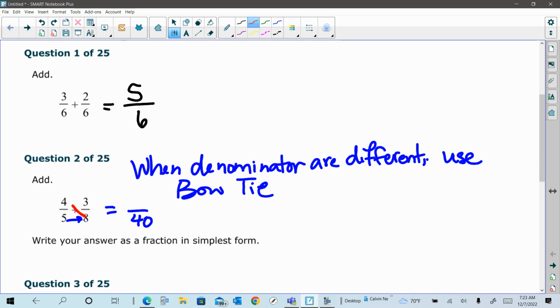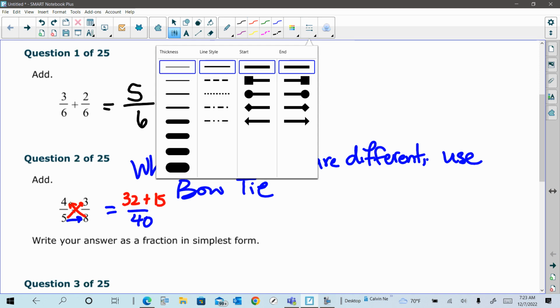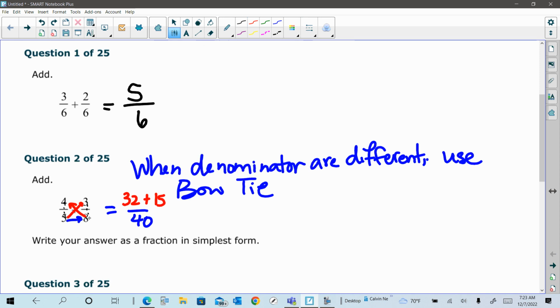Then from 8, you multiply up across to the 4. That's going to give me 32. And then from 5, I multiply up to the 3. That gives me 15. This little design in between is kind of like cross multiplying, makes a little bow tie. So now all I have to do is add, now that I have like denominators, I can add the numbers on top, keep the 40 on the bottom. This is going to give me 47. And then we simplify if possible.